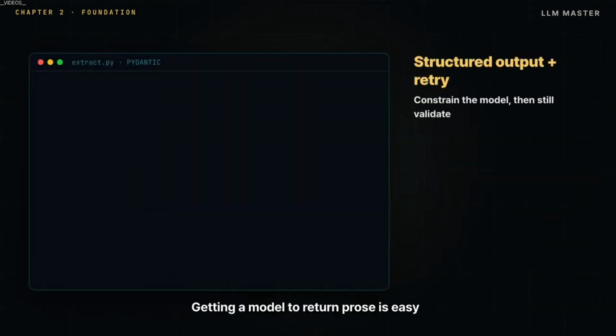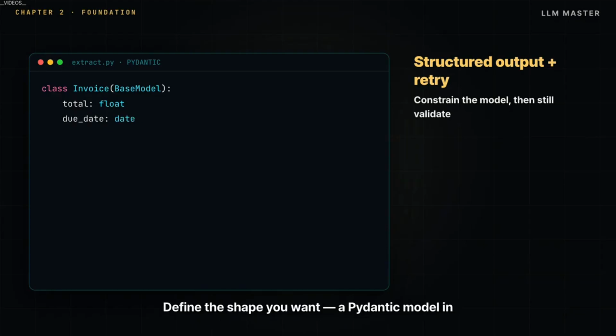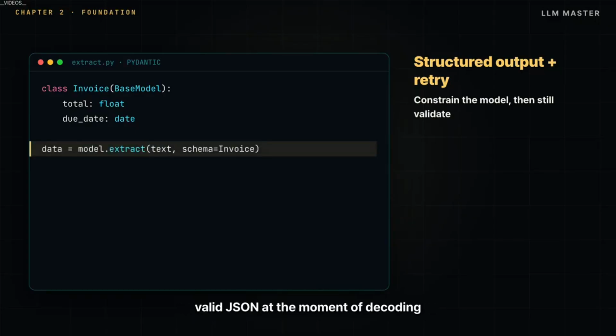Getting a model to return prose is easy. Getting it to return data your program can trust is genuinely hard, because a language model emits text, not a contract. The fix is to constrain it and then verify. Define the shape you want, a Pydantic model in Python or Zod in TypeScript, and either pass that schema to the model as a tool it must call, or use a strict output format that guarantees valid JSON at the moment of decoding.